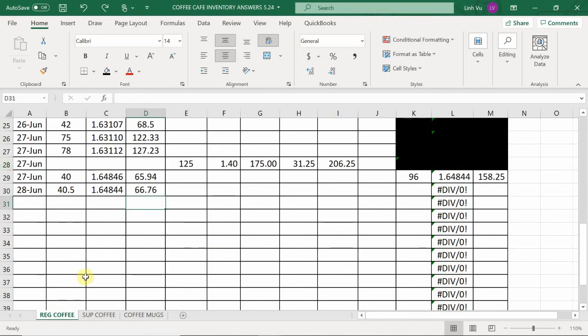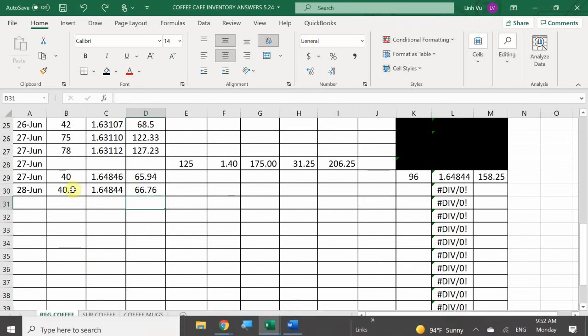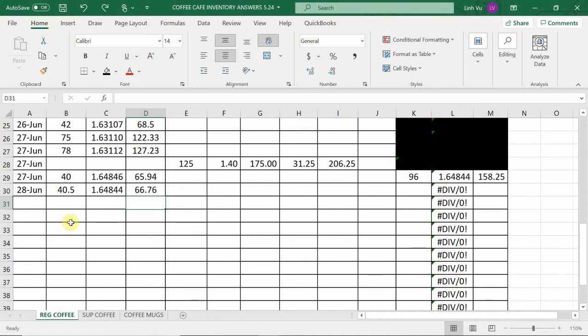All right, what are you punching in your calculator? I am putting in 1.64844 times the 40 pounds. It's 40 and a half. So you have 40 and a half. 1.64844 times 40.5 is 66.76182. There you go. So it'd be $66.76. Yes.